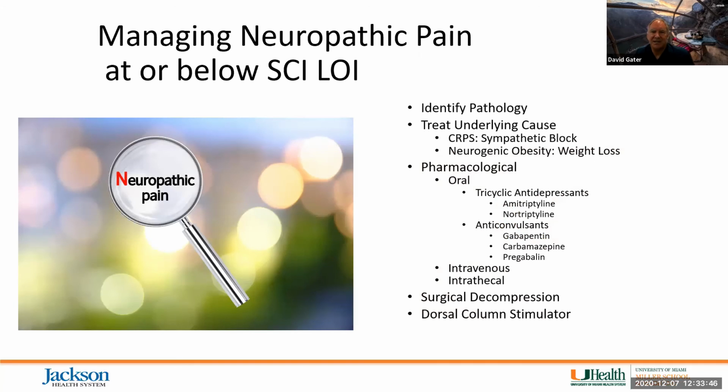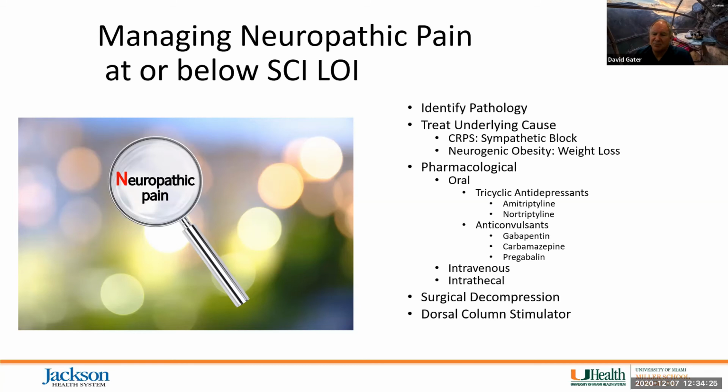How do you manage this pain? Most importantly is to identify the pathology. Treat the underlying cause. Again, a sympathetic block may be necessary. If it's related to or ramped up by neurogenic obesity, weight loss is going to be an important part of this, and not just any weight loss, but adipose tissue loss. And then we consider our pharmacological options. Once we've treated the underlying cause to the extent that we can, consider using our tricyclic antidepressants, our anticonvulsants, and or combinations. Consider both intravenous as well as intrathecal if the oral medications didn't do it.